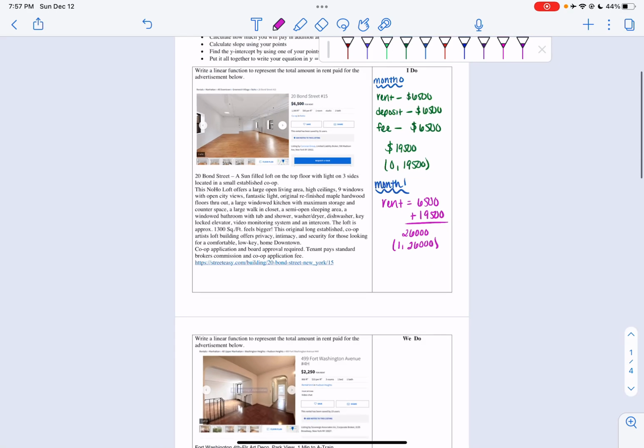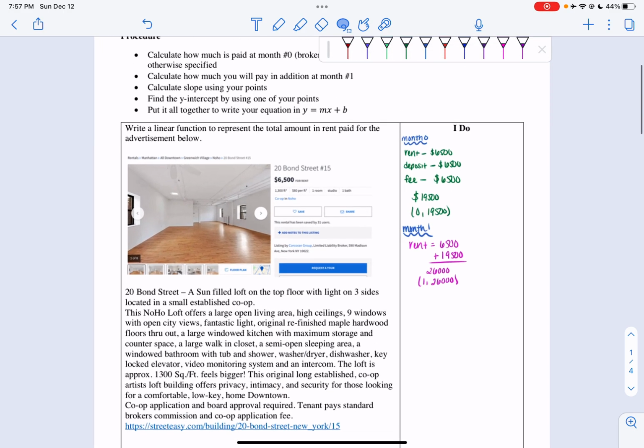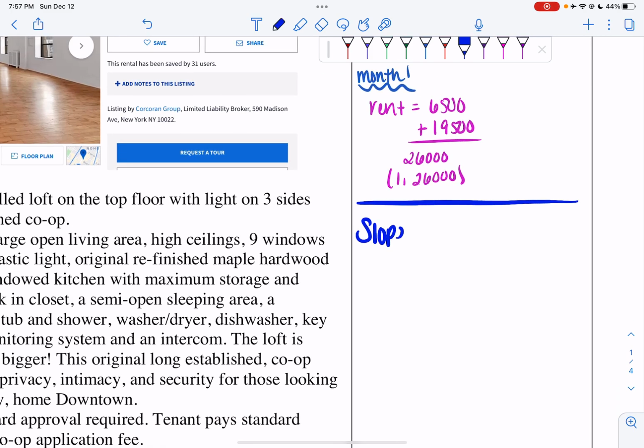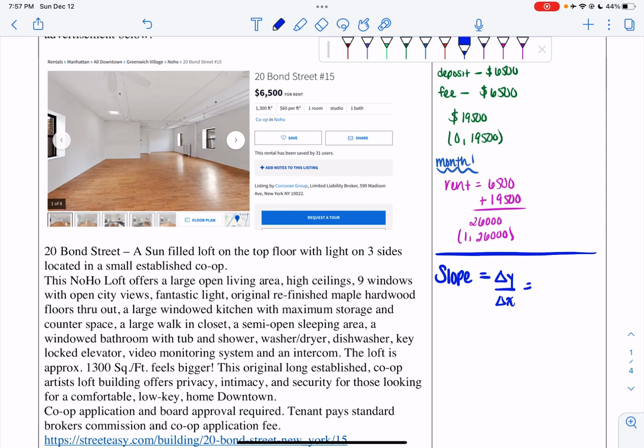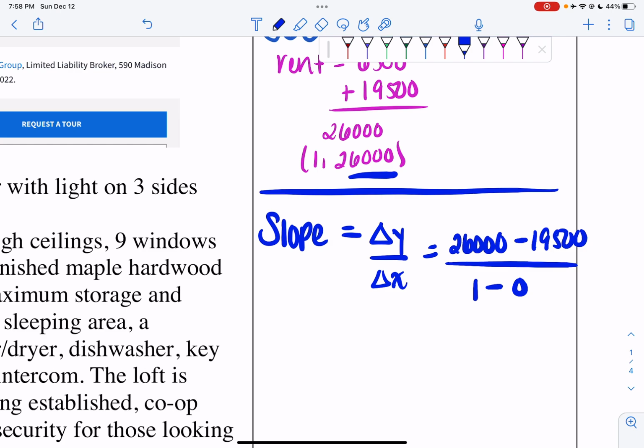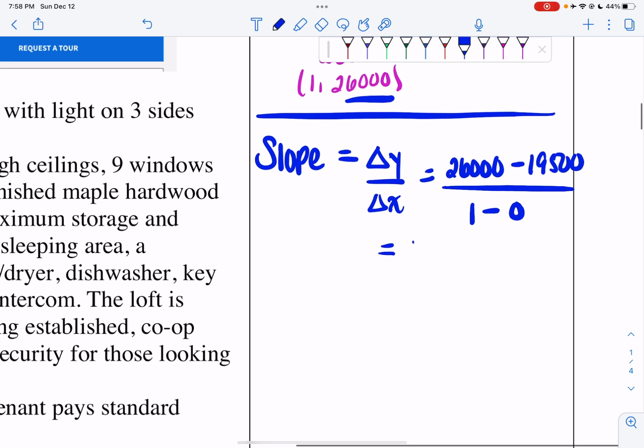Now what we're going to do, based off our procedure from above, is calculate the slope. So let's calculate our slope. Our slope is the change in y over the change in x. So I'm going to subtract my y values, in this case my 26,000 and my 19,500, over 1 minus 0. When I type that into my calculator, I get 6,500. So I know my slope is 6,500.